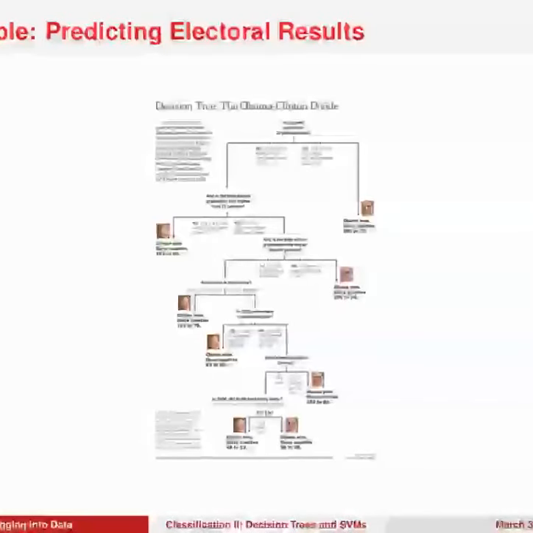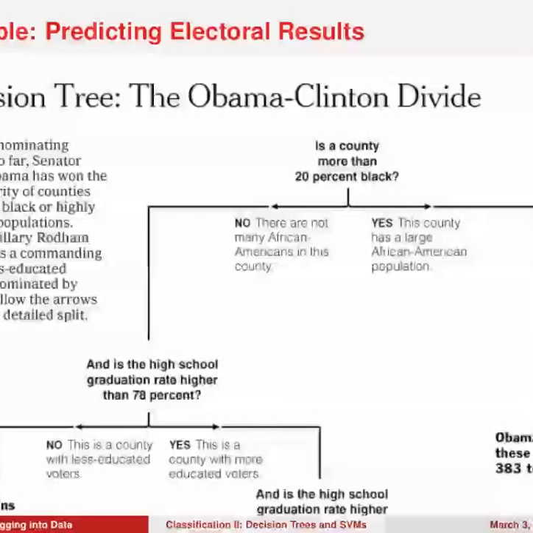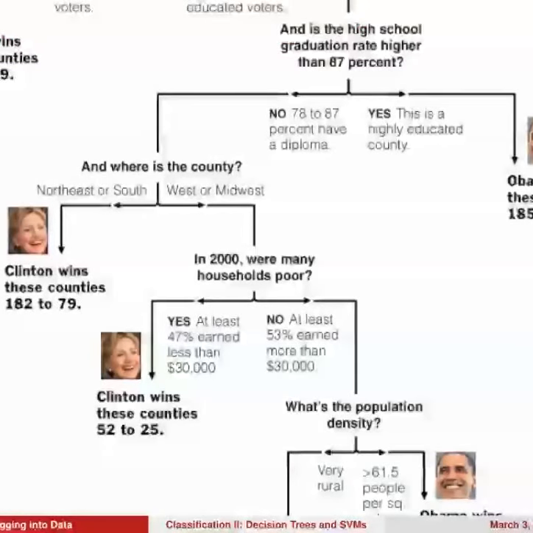Here's the whole tree. You can look at the PDF online to see this in more detail, but we'll also zoom in and discuss some of these splits. First question that gets asked is, is the county more than 20% black? If yes, then Obama wins most of those counties. Is the high school graduation rate higher than 78%? If not, then Clinton wins most of those counties. If the county is in the Northeast or South, then Clinton is more likely to win the counties.